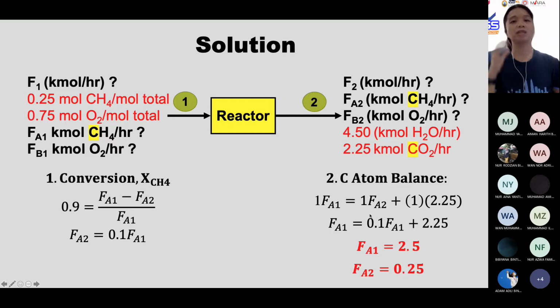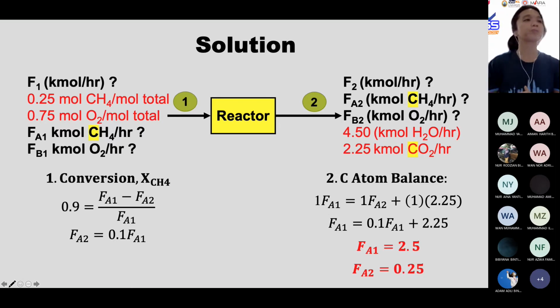So again, as told you, setiap atom will have one equation. So you have 3 atom, 3 equation, 4 atom, 4 equation. So for carbon atom balance, okay, let's say we do now for the carbon atom balance. Right, so the in for the atom carbon comes from methane, CH4. CH4 has 1 carbon atom. So 1 multiply with FA1. Arti kata lain, dalam FA1 ni methane ada satu atom karbon. Sebab tu 1 kali FA1.